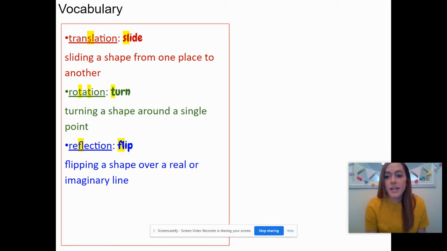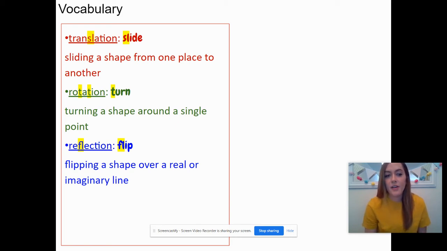Then we have a rotation, where we talked a lot about with our angles. When you do a rotation, you're doing a turn, a 90-degree turn, a 180-degree turn, 270, and then all the way to 360. Okay, so it's turning a shape around a single point, so a corner of the shape, and rotating it. And then the third one is a reflection.